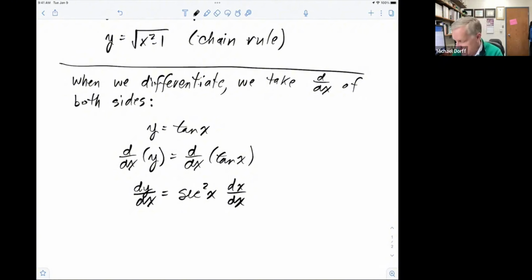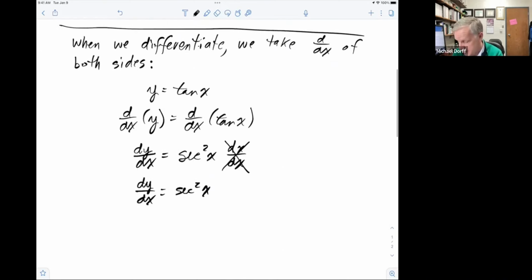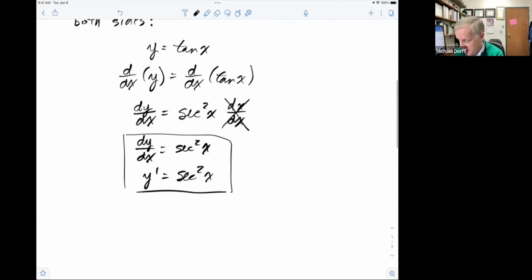Now, we don't usually write this down because you can almost think of that as 1. dx over dx is like 1. So we usually just write dy dx equals secant squared x for the derivative of tangent x, or we write that as y prime equals secant squared x. Either of those are correct. So that's what we've been doing so far.